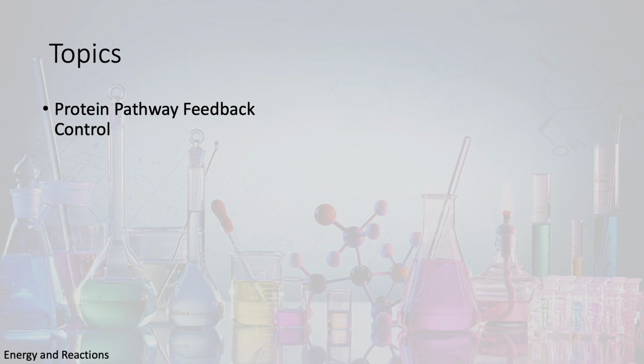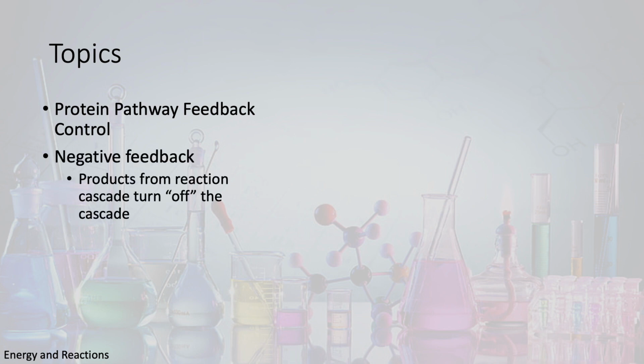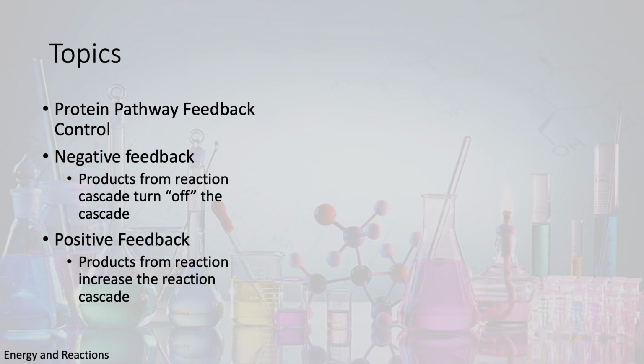Hopefully everyone remembers their protein pathway feedback controls. So the first one that we'll talk about and give an example for is negative feedback, right? So this is when the products from a reaction cascade or a signaling transduction cascade turn off that same cascade, right? And then contrary to a negative feedback, there's positive feedback, right? So where products from a reaction actually increase the reaction cascade.